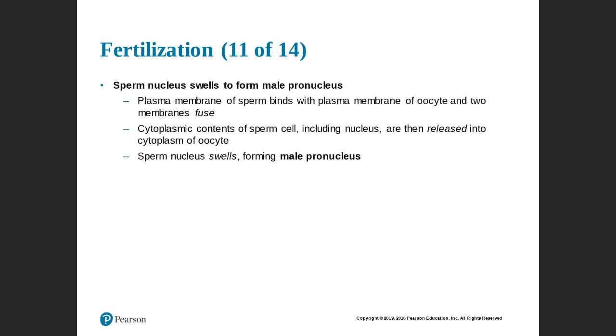So what happens immediately is the plasma membrane of the sperm will bind with the plasma membrane of the oocyte, and the 2 membranes fuse. The cytoplasmic contents of the sperm cell, including the nucleus, then are released into the cytoplasm of the oocyte. So the sperm cell nucleus swelling, enlarging, that's what we refer to as a male pronucleus.